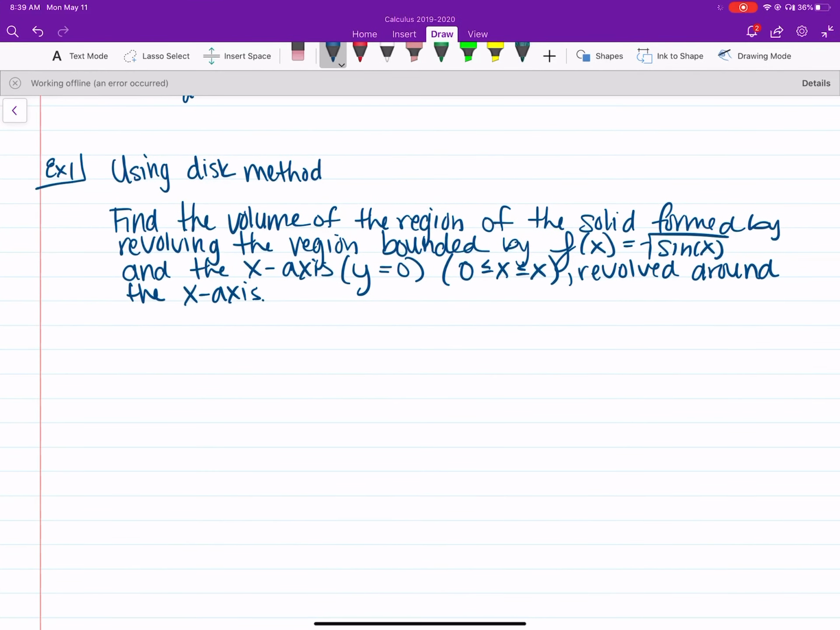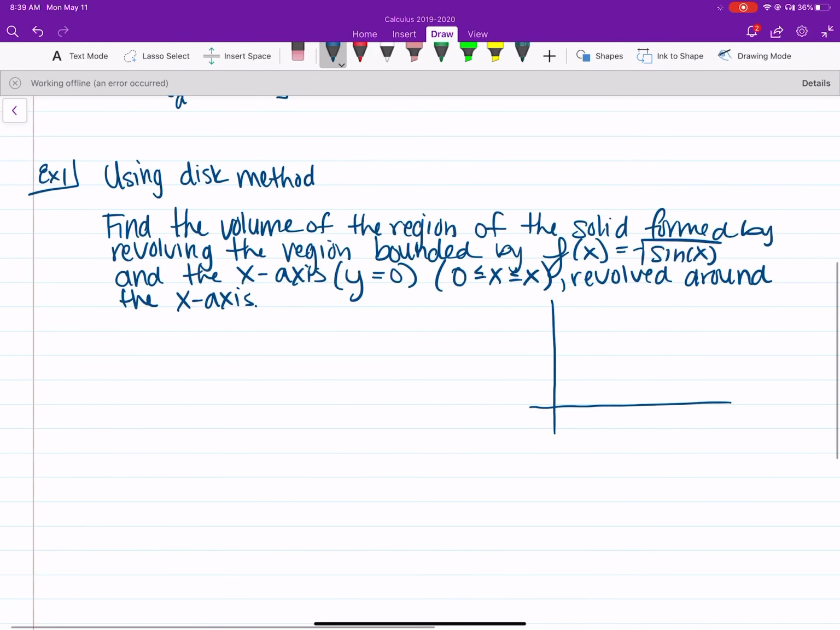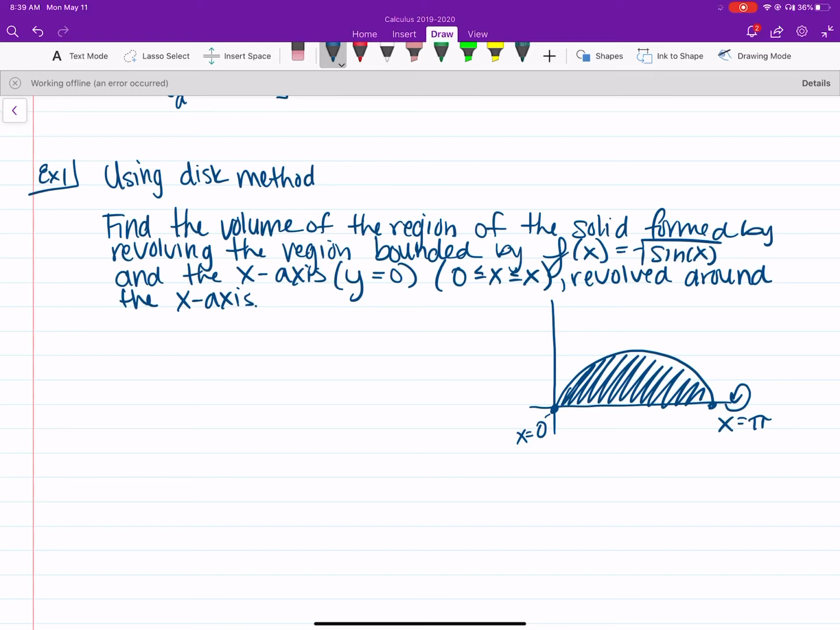So if I draw this, this is x equals 0, this is x equals pi, and this is our shaded region. We're revolving it this way. So when I do my setup, volume equals pi integral from 0 to pi of the top part of the shaded region. What creates the upper bound? In this case, it's the square root of sine of x, minus the bottom part, which is the x-axis, or 0, all of that squared dx.